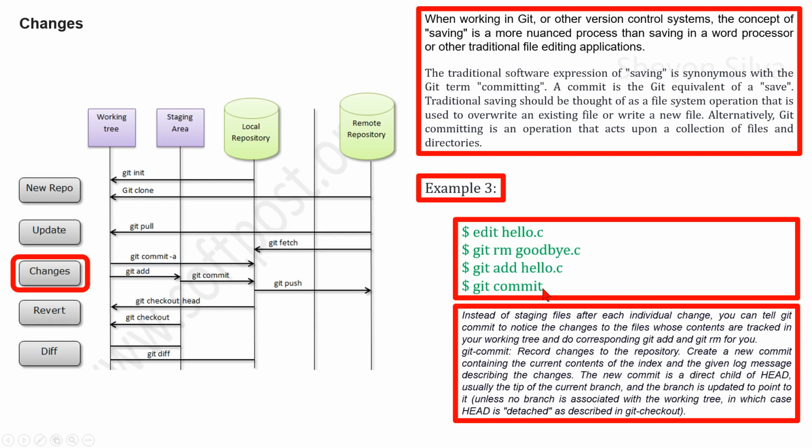Git commit records changes to the repository. It creates a new commit containing the current content of the index and the given log message describing the changes. The new commit is a direct child of HEAD, usually the tip of the current branch, and the branch is updated to point to it, unless the branch is associated with the working tree, in which case HEAD is detached as occurs in git checkout.